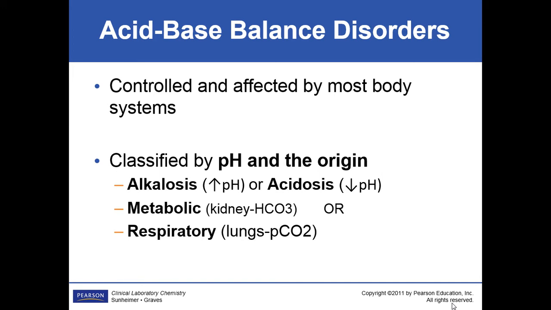We classify it by the pH, obviously acidosis or alkalosis, and the origin of the problem, which is respiratory or metabolic. Okay? So if we've got a problem with our kidneys, then we're going to have a metabolic issue. If we've got a problem, these are primary. Now we can always have secondaries. We're talking about primary situations. With the lungs, it becomes a respiratory disorder.